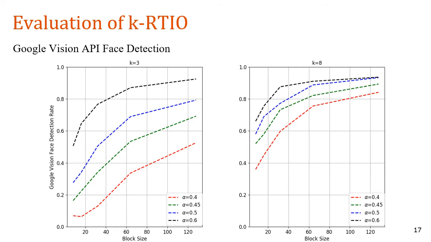To evaluate the k-RTIO approach, we evaluated it against the Google Vision API face detection model. As you can see, for k equal to 8, we couldn't fool this model very well. But for k equal to 3 and small values for block size and alpha, we can fool this model very well.